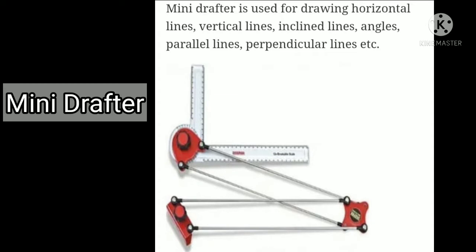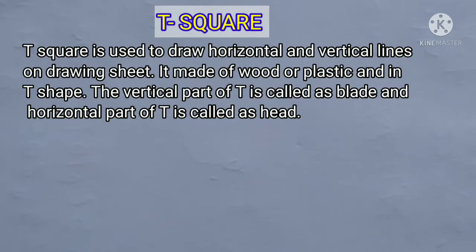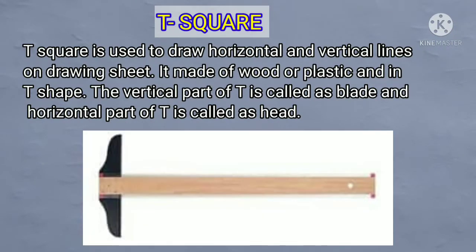Next is mini drafter. Mini drafter is used for drawing horizontal lines, vertical lines, inclined lines, angles, parallel lines, perpendicular lines, etc. T-square. T-square is used to draw horizontal and vertical lines on drawing sheet. It's made of wood or plastic and is T shaped. The vertical part of T is called the blade and the horizontal part of T is called the head.